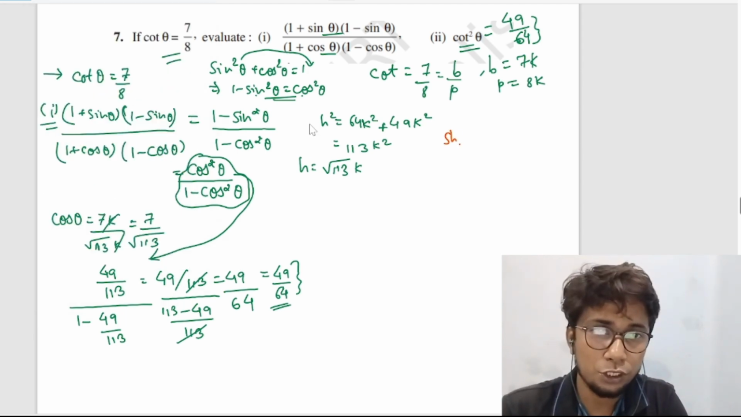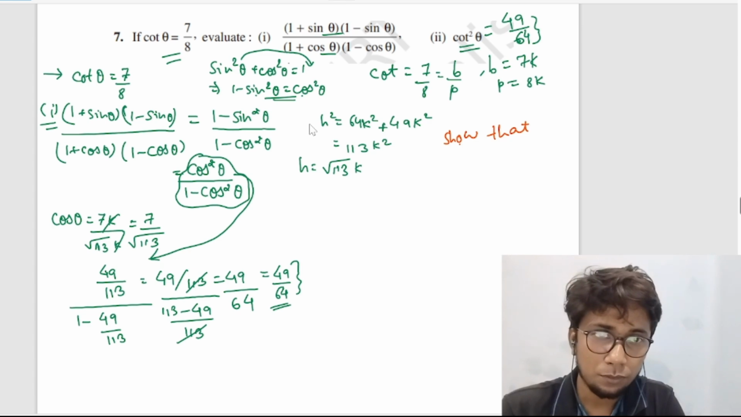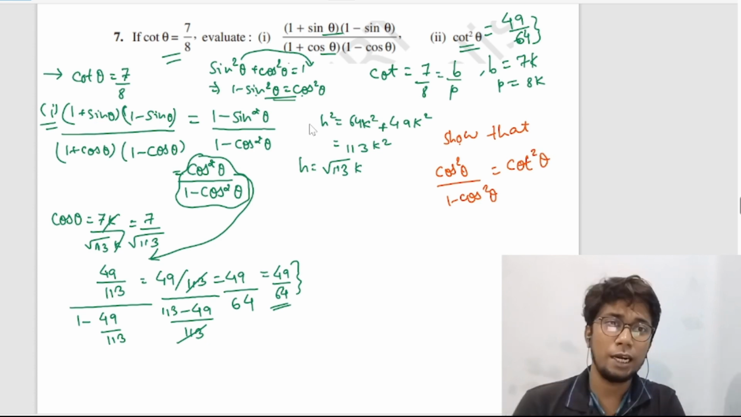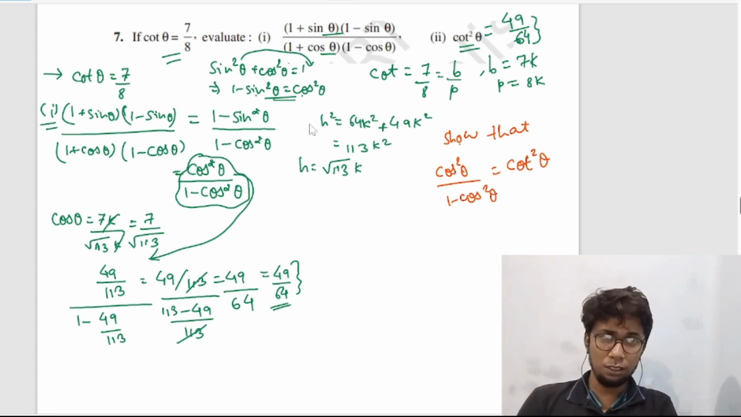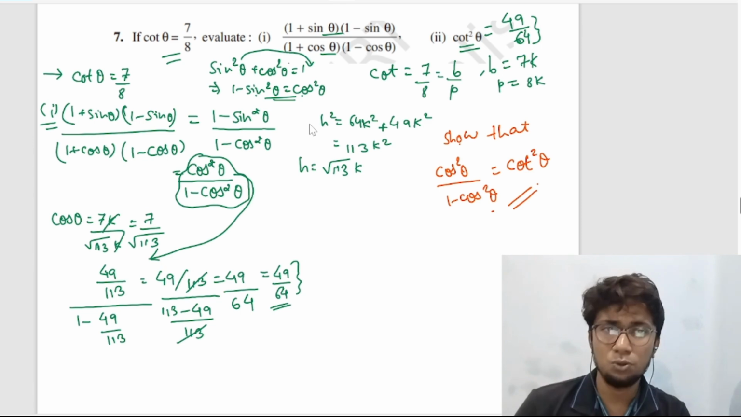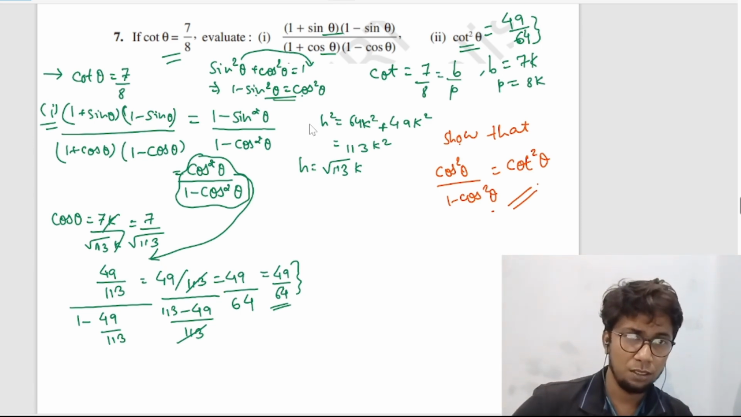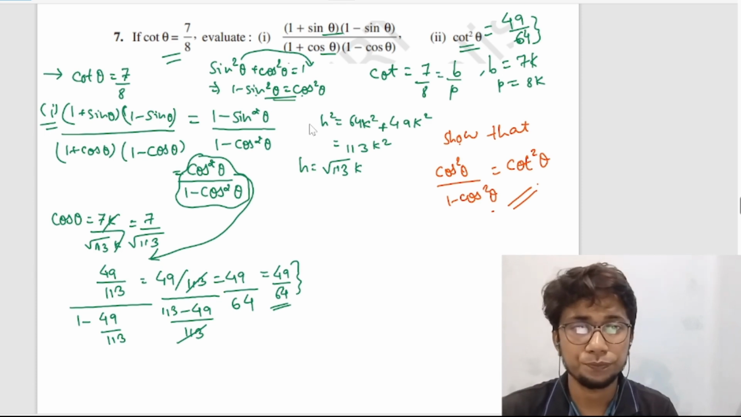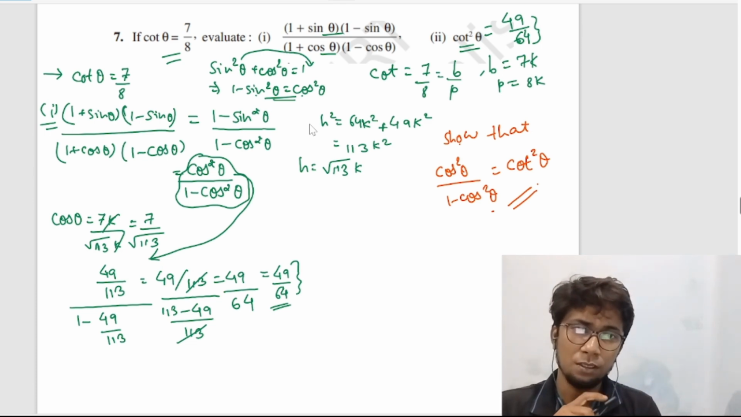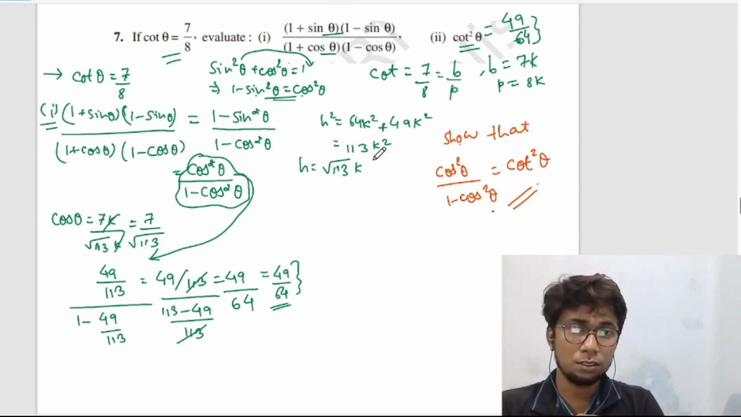You will show that cos square theta by 1 minus cos square theta is cot square theta. So this kind of questions we did in trigonometric identities, and similarly you will solve this one. You will prove this one, right? It is easy. If you try to think, it will become easy. Fine. All right. Okay. So let's move on to the next question.